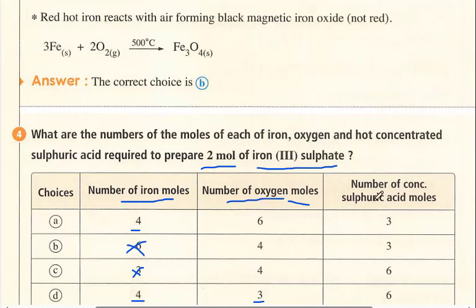And the number of moles of conc sulfuric acid: if we memorize that the number of moles of conc sulfuric acid equals the number of oxygen atoms inside the ferric oxide. Ferric oxide contains 3 oxygen, so the balanced equation is supposed to have 3 moles of sulfuric acid. But here we want 2 moles of iron 3 sulfate, so we have to multiply this 3 by 2 equals 6.